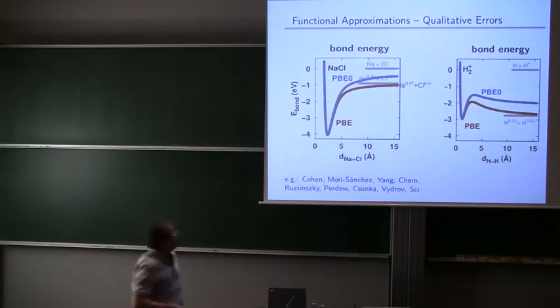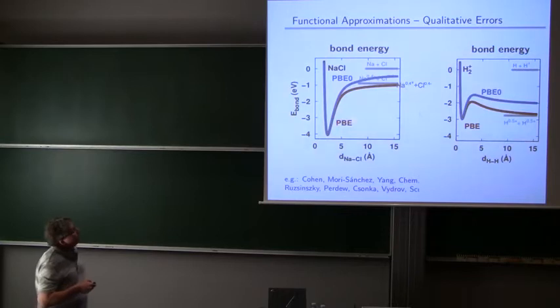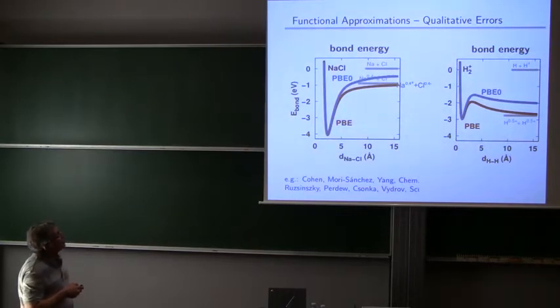Now, looking at some of these issues, for instance, here's sodium chloride, just one atom of sodium, one of chlorine. When you pull them apart in PBE, you end up with sodium plus 0.4 and chlorine minus 0.4.